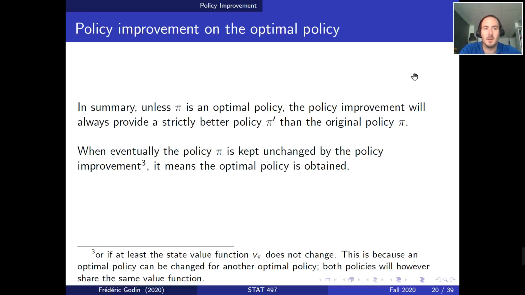So in the first part of Chapter 4, we discussed dynamic programming algorithms, which were, for instance, the policy evaluation algorithm, where for a given policy pi, we wanted to calculate its associated state value function v pi. So we did that through an approximation scheme, a recursive scheme, which allowed us to obtain a sequence of functions which was said to converge to the value function v pi associated with policy pi.